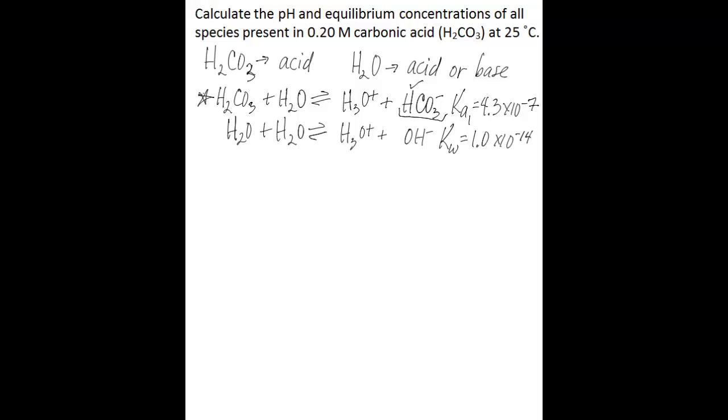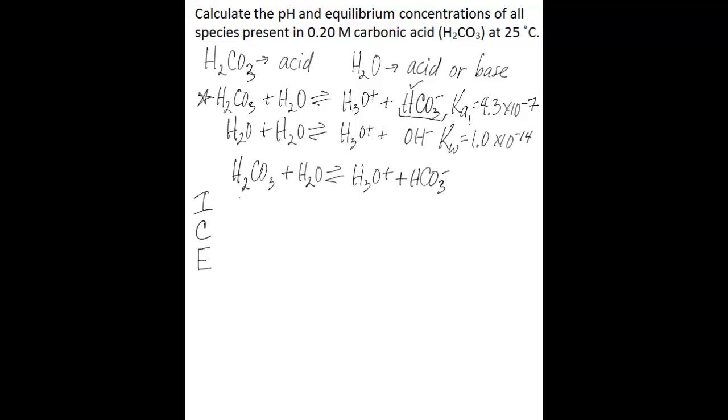So now let's draw the ice table. We have carbonic acid plus water going to hydronium ions plus the conjugate base of carbonic acid, which is bicarbonate. The rows in this table are going to be the initial concentrations for all species, the change those concentrations undergo to reach equilibrium, and finally the equilibrium concentrations of all of those species present.